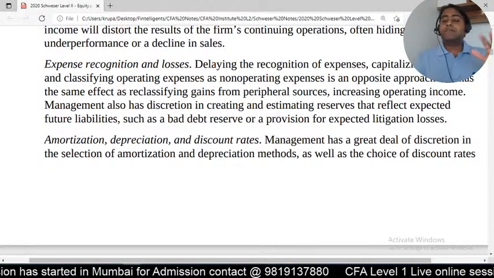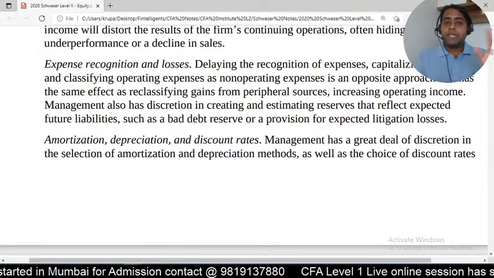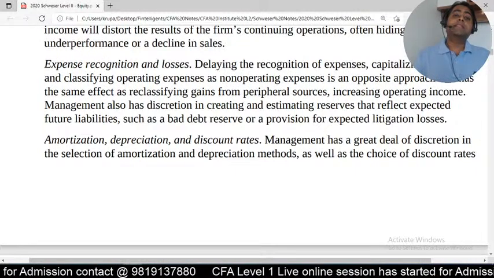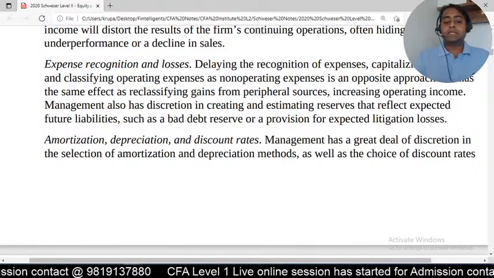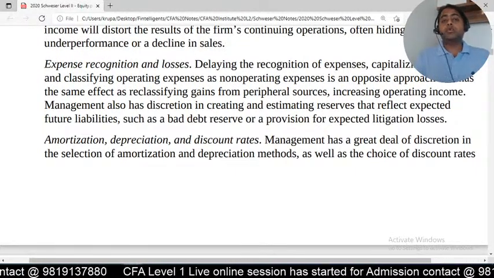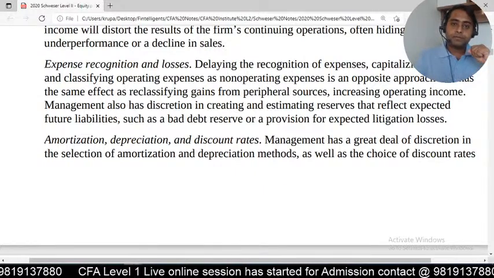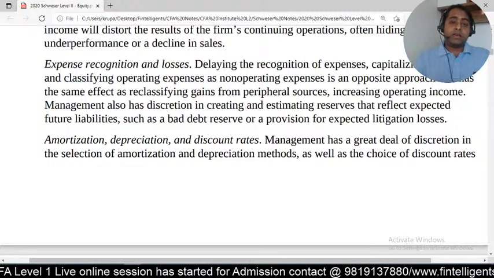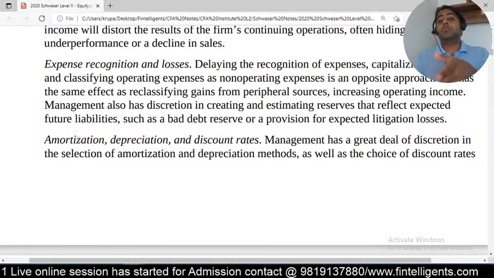Right? So classifying those things, a company can manipulate numbers by doing this. Okay, they can also delay the recognition of expense. Instead of showing it in this financial year, you are showing it in next financial year. Okay, that is also possible.